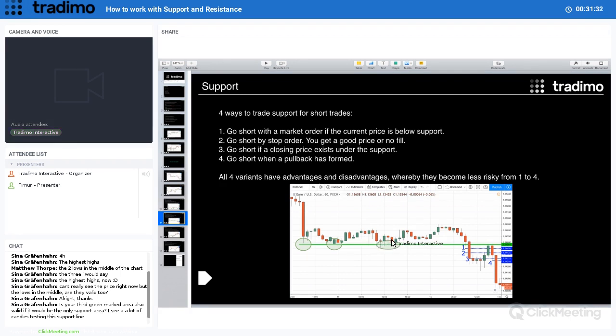Absolutely correct. But I would say this is one test, because all these candles are pretty close to each other, and for this reason, I would say this is one test. You can also highlight this one here. Maybe I have forgotten this. Sorry for that. But you are absolutely right.